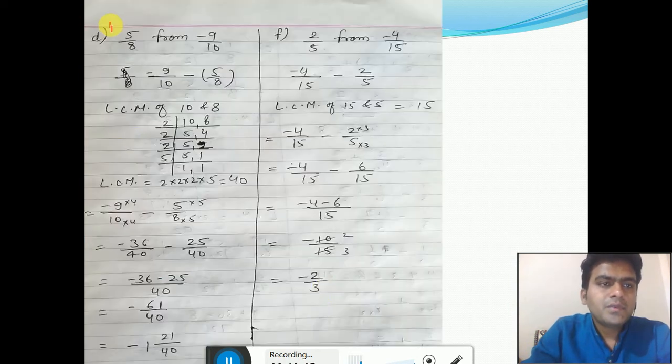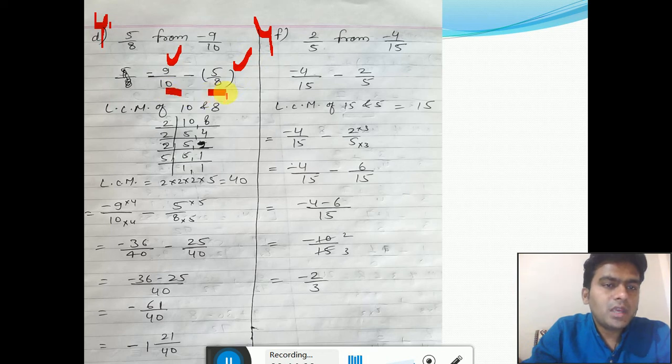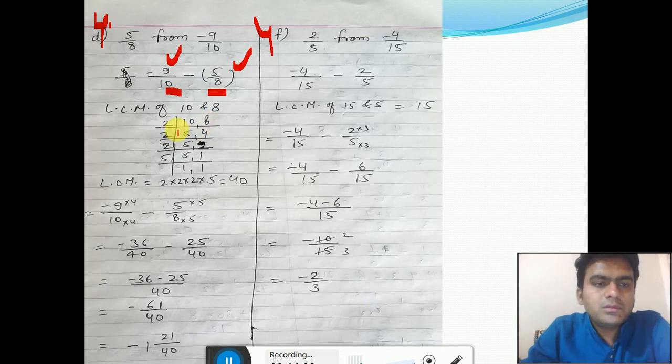Next question. This is question 4D, and this is question 4F. Now subtract 5 upon 8 from minus 9 upon 10. So we will write minus 9 upon 10 first, then we put the minus sign, and 5 upon 8. Now the LCM of 10 and 8. 10 and 8 can both be divided by 2. 2 5s are 10, 2 4s are 8, and 5 is written as it is. Now this 4 we write: 2 2s are 4, again by 2, 2 1s are 2, and this 5 is written as it is. Now 5 1s are 5.